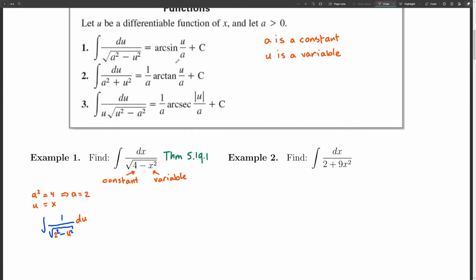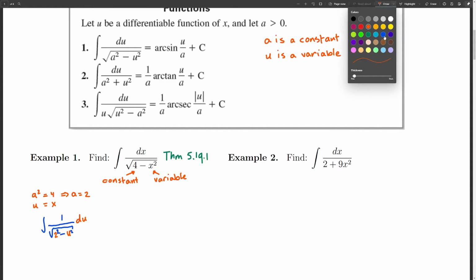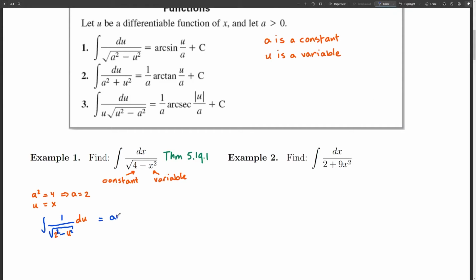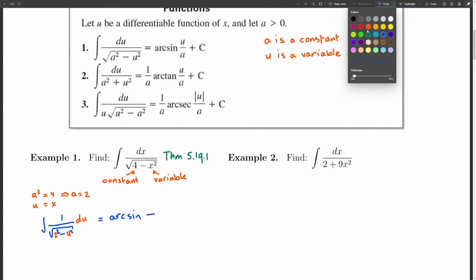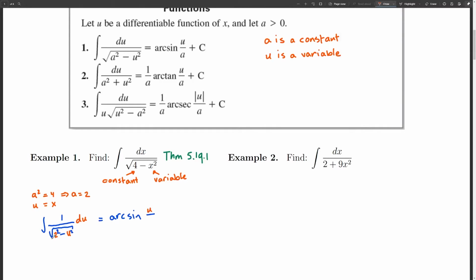So this integral, by that theorem, is the arc sine of u over a. The answer here is arc sine of u over a, where a is 2. So it's the arc sine of u over 2. And then, of course, we have our constant of integration. Since u equals x, we just have arc sine of x over 2 plus c, and that is our final answer.